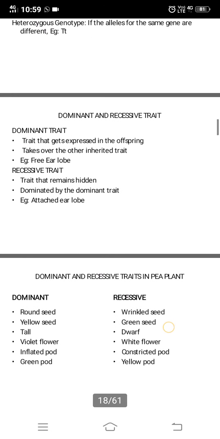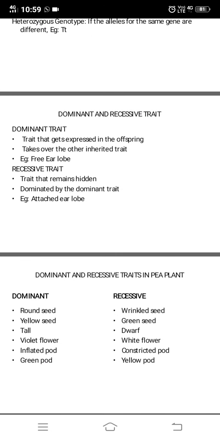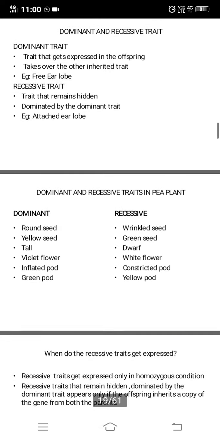Some of the dominant and recessive traits in the pea plant are: dominant round seed, recessive wrinkled seed. Dominant yellow seed, recessive green seed. Dominant tall, recessive dwarf. Violet flower dominant, white flower recessive. Inflated pod, meaning the covering, dominant, and constricted pod recessive. Green pod is dominant, yellow pod is recessive.